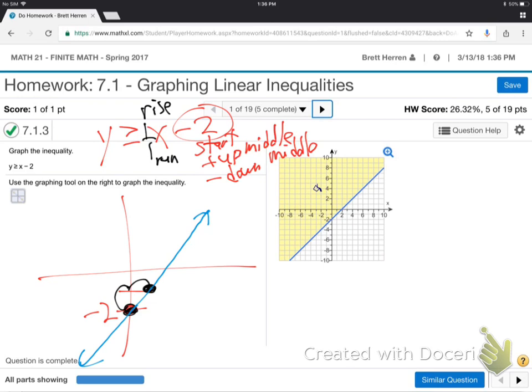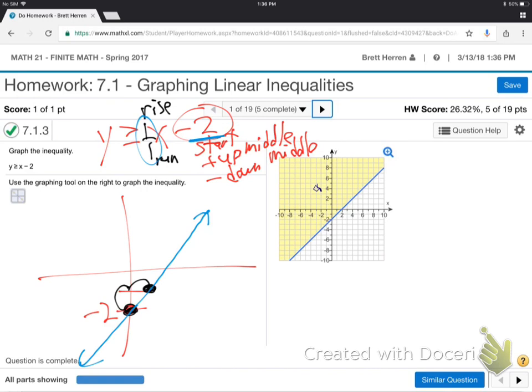Does that make sense? Whatever number's off to the right, that's your starting dot, down 2 in the middle. And whatever fraction is in front of x, that's your rise and your run, up and over to get from your first dot to your second dot, up 1 over 1. And now connect the 2 dots. We got the line. Now, do we shade?